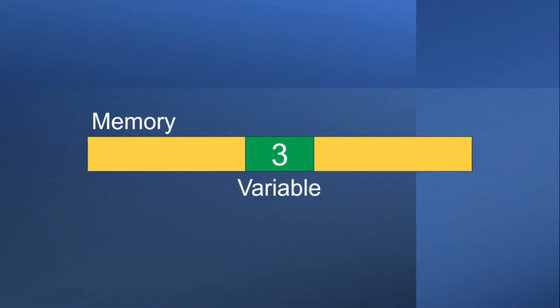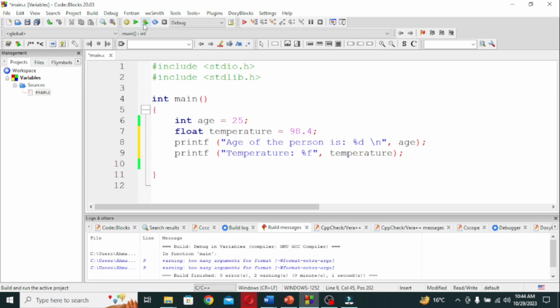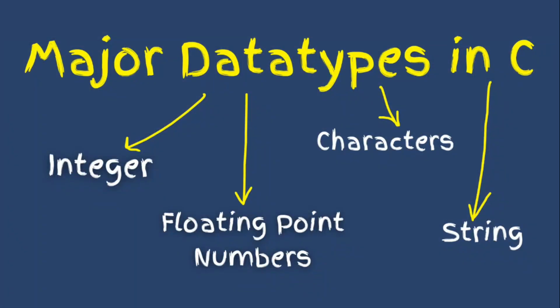In this video, we are going to talk about what is a variable, how to declare, initialize, and print a variable using printf statement, and what are the major data types in C language. So, without wasting any time, let's start the video.